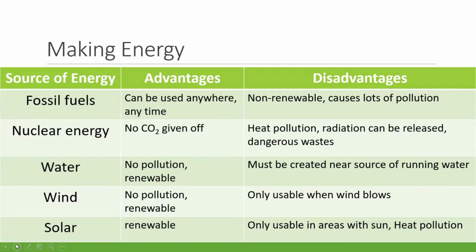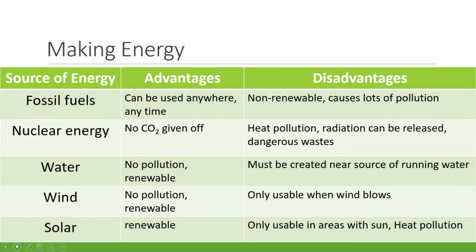Nuclear energy: the main advantage is that there's no carbon dioxide given off. There are huge amounts of energy to be harvested from nuclear power plants. But the downside is that there are radiation issues that can happen. There are dangerous wastes, and there's heat pollution. Nuclear power plants run very, very hot, and you need to counteract that if you want a successful power plant.